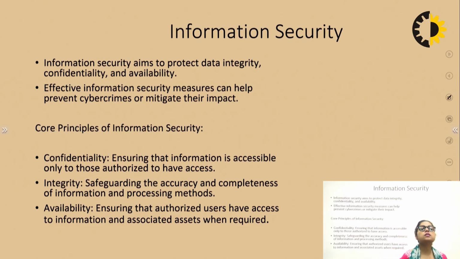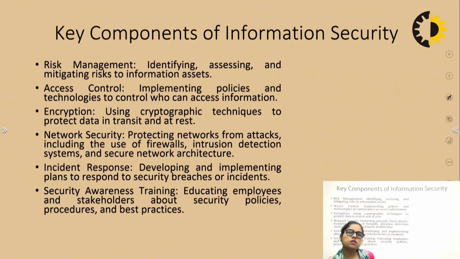Integrity is safeguarding the accuracy and completeness of information and processing methods. The third one is availability, ensuring authorized users can have access to information and associated assets when required. The next one is key components of information security. What are the key components of information security? Risk management, access control, encryption, network security, incident response, security awareness.